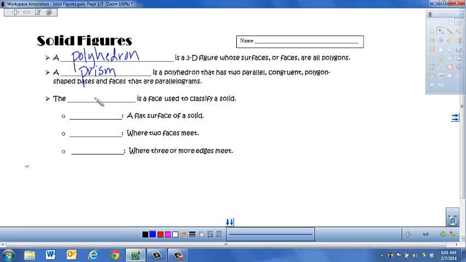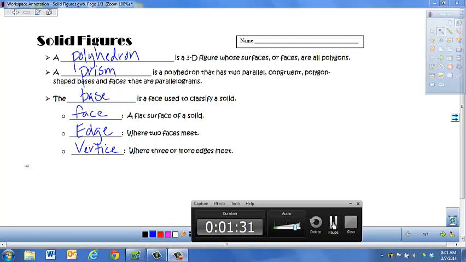We're going to take a look today at some of the characteristics of prisms, because that's all we're going to be studying today. The base is a face used to classify a solid. So whatever the base is, that's the type of prism. A face is a flat surface of a solid. The edge is where two faces meet. And the last one is a vertex, where three or more edges meet. Now I'm going to show you what all of these words are.